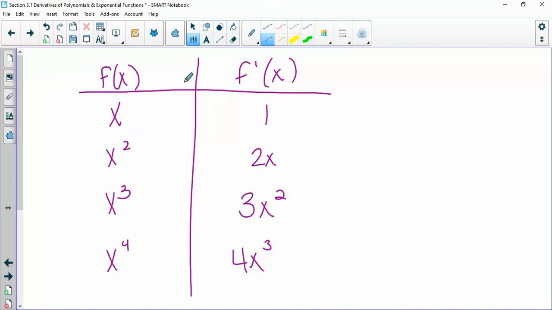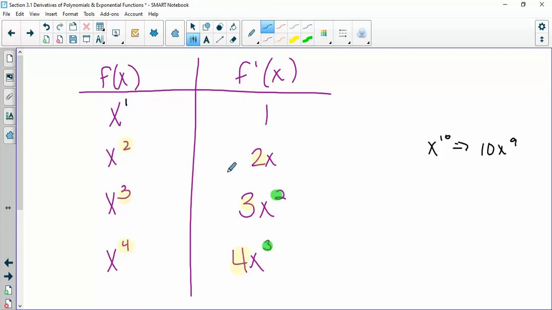Alright, so the exponent becomes the coefficient. And what happens to the power? It goes down 1. So if I said x to the 10th, what would that derivative be? And x to the 9th. You can see it worked with this one as well.